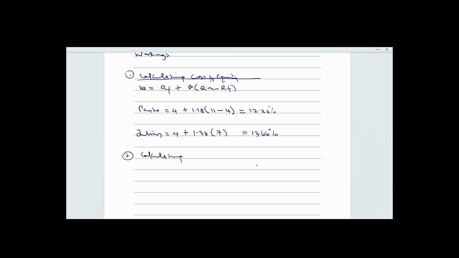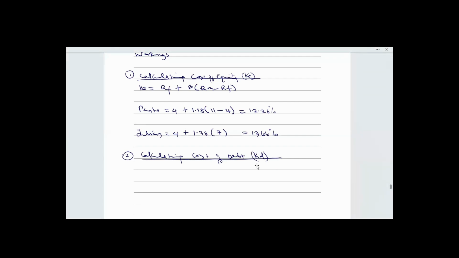Calculating cost of debt, KD. So how do I get my cost of debt? I will go to the question. How am I going to calculate my cost of debt? The examiner has told me that the current market cost before tax of fixed interest debt is 6% for Panto, 7.5% for Julian. Okay? That's the cost of debt.